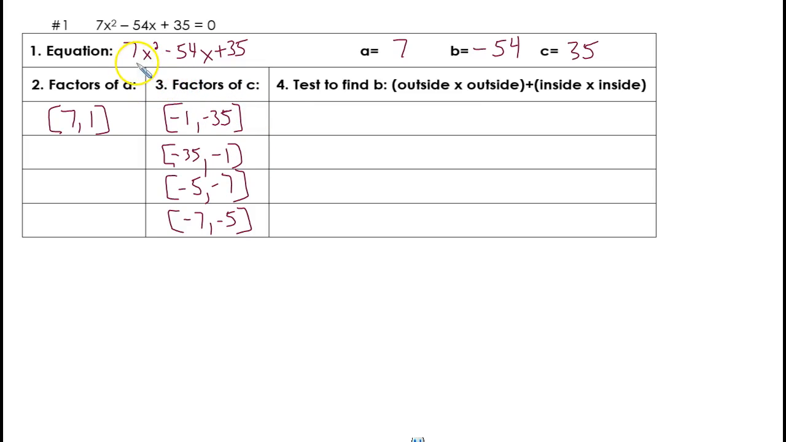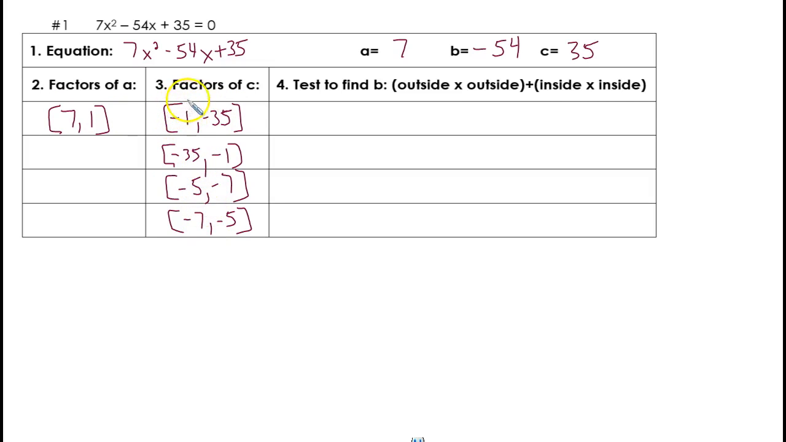I've already listed out the factors of 7. We've got 7 and 1. 7 times 1, 7's prime, so that's the only way that we can get 7, is 7 times 1 or 1 times 7. So the order does not matter for the factors of a. Once you decide on 7 here and 1 here, you can leave it that way, right? But in the factors of c, you do have to check both of the orders.